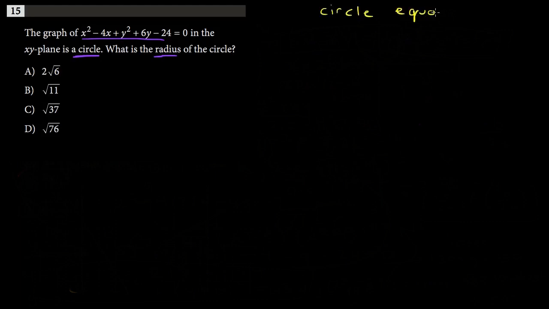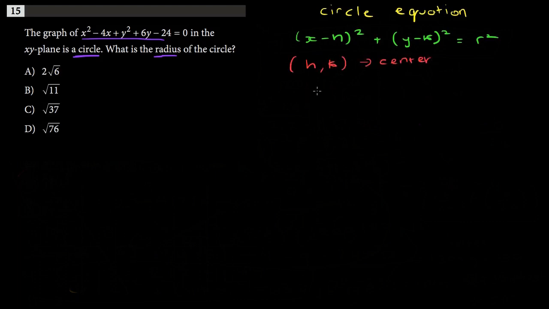The circle equation, which is (x minus h) squared plus (y minus k) squared equals r squared. H comma k, the coordinates, is the center of the circle, and r is the radius. And so we're after r in this question. Now, there are two ways you can actually solve this question.